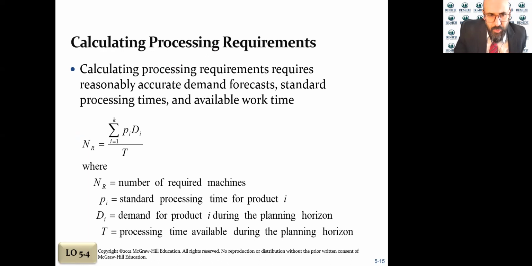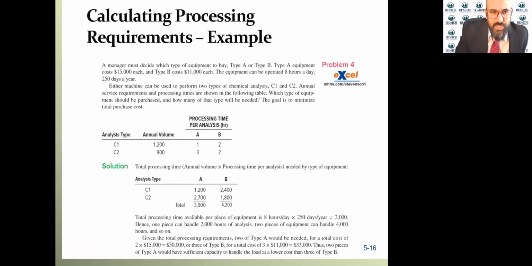That would help you to plan on how many machines are needed to meet the demand or how many workers. All right, let's take a look into this example. So we have this example: a manager must decide which type of equipment to buy, type A or type B.